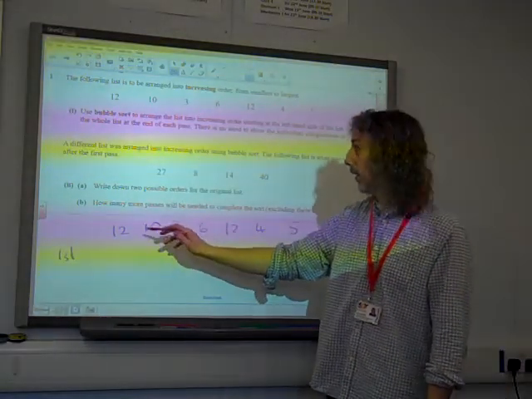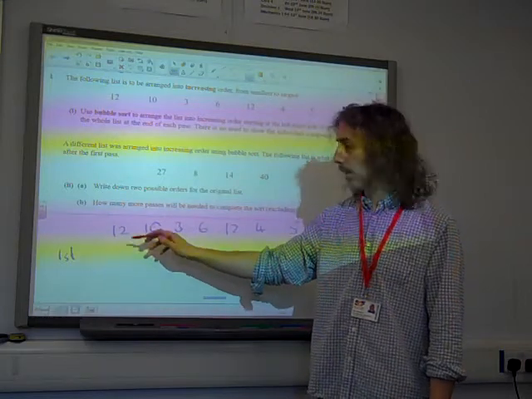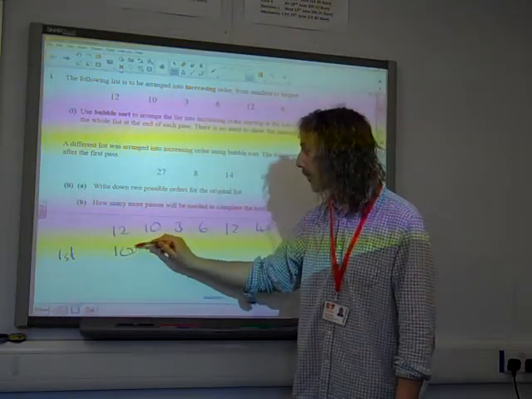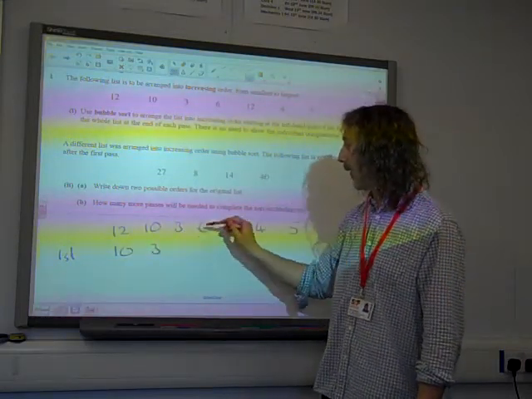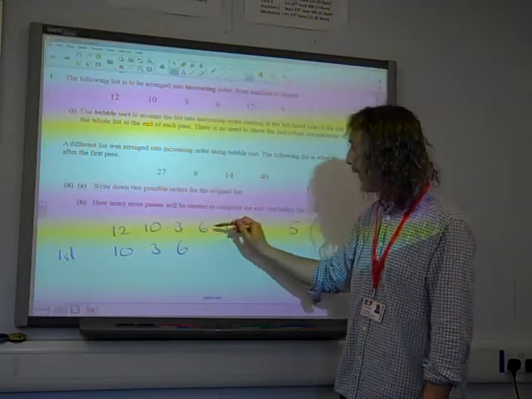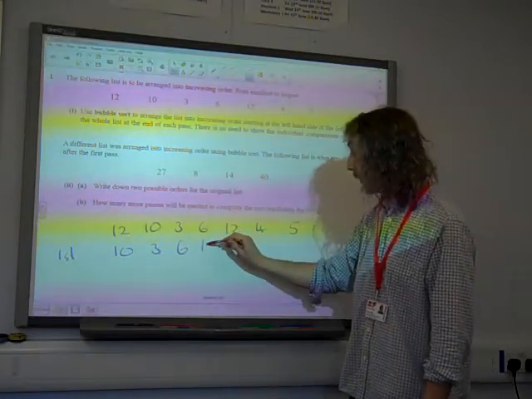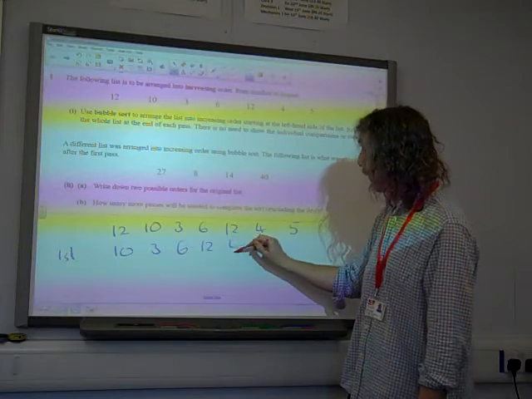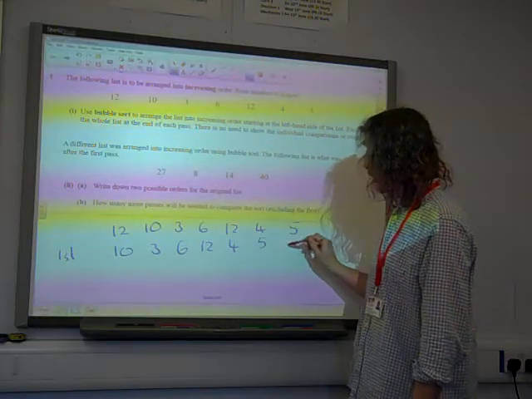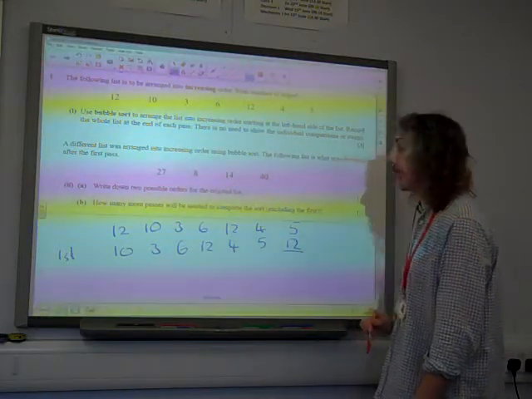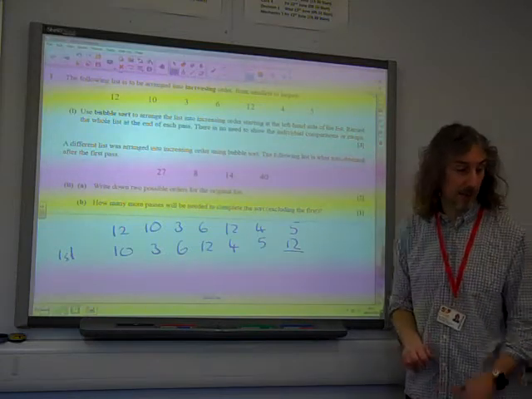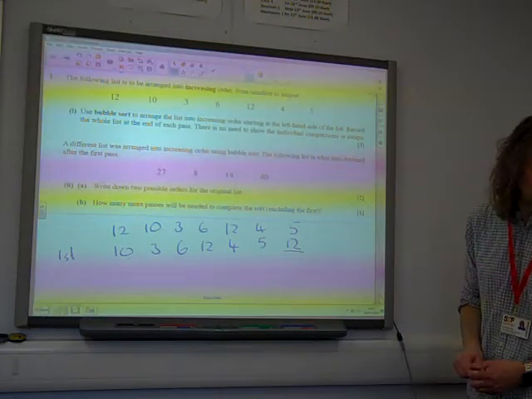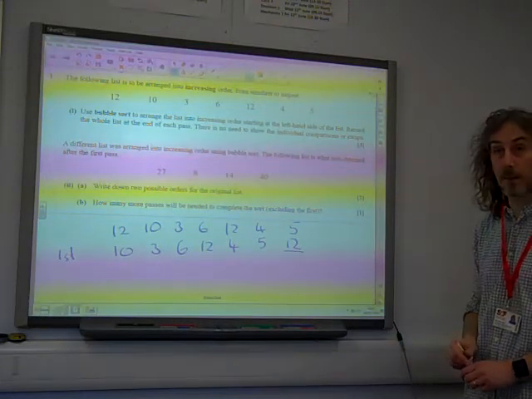And remember, so increasing order, so the 12 would swap with the 10, 12 would swap with 3, 12 would swap with 6, 12 wouldn't need to swap with 12, but 12 would swap with 4, and 12 would swap with 5, so 12 is in the correct position. You don't have to indicate that, but that's what we'll put. That was 1 mark for your list at the end of the first pass.